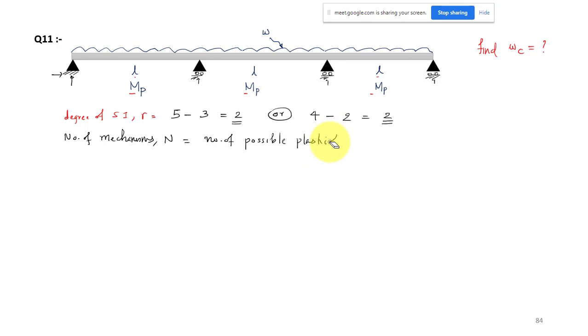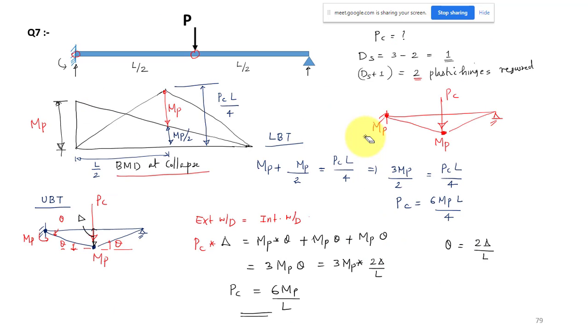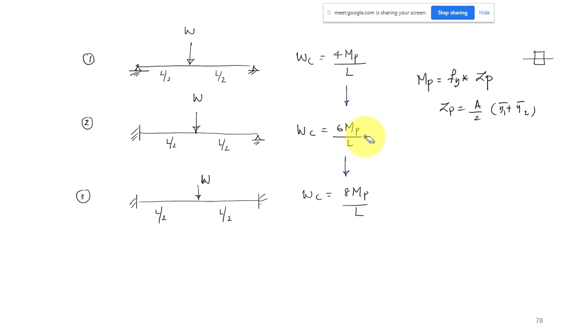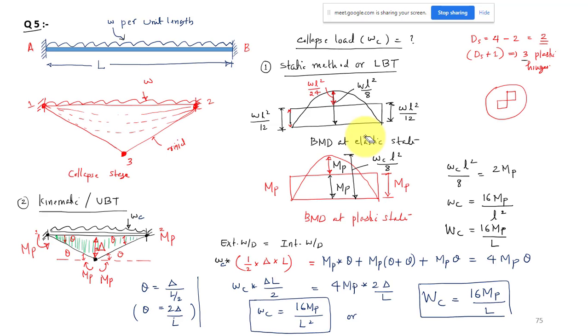The number of possible plastic hinges minus r, because when you have a simple beam with uniform cross section MB, there will always be only one mechanism possible. In all these questions you can check how many mechanisms are possible using the equation n minus r. You will get only one mechanism. That is why we did not find out how many mechanisms are possible. Here there is no question of the number of mechanisms. Only one mechanism will be possible.